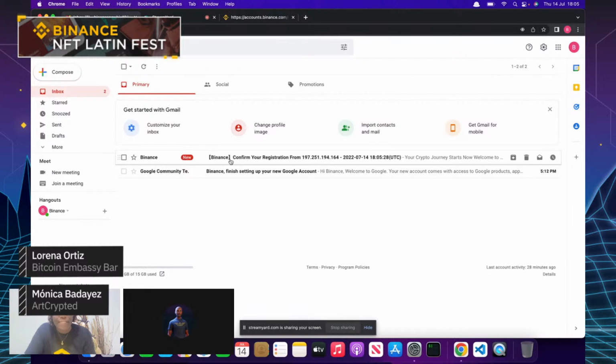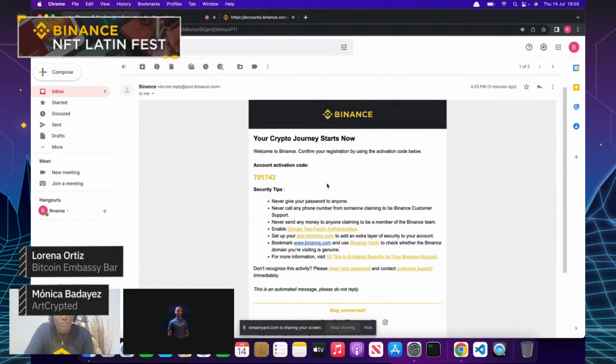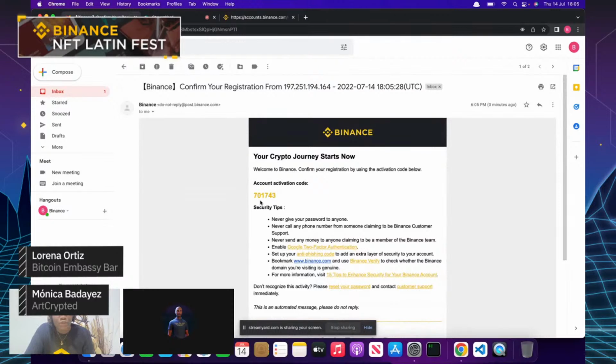So we can see here, Binance, confirm your registration. Right here, I have this activation code. You're just going to copy this activation code, okay? And then you would paste it there, or you can just maybe have it in mind. So we have 701743.